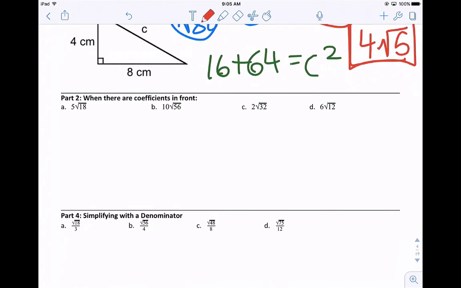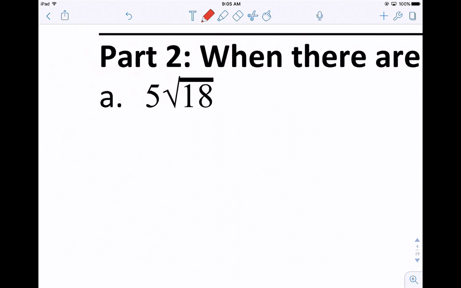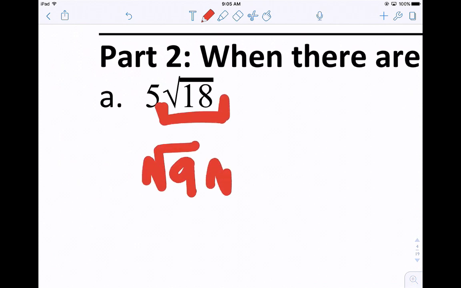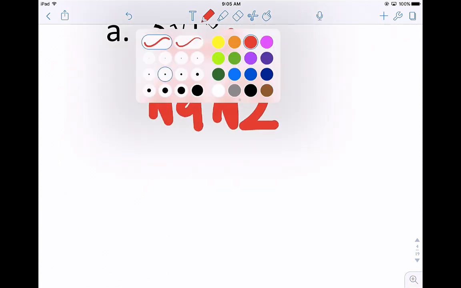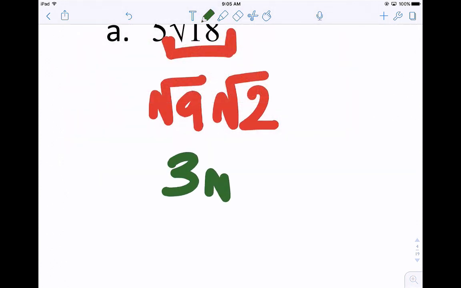Okay, what if there's a number in front? We're going to do the same thing. Let's ignore the 5 at first and just do this part. The square root of 18 you can rewrite as the square root of 9 times the square root of 2, and simplify that, the square root of 9 is 3. So 3 square root of 2.